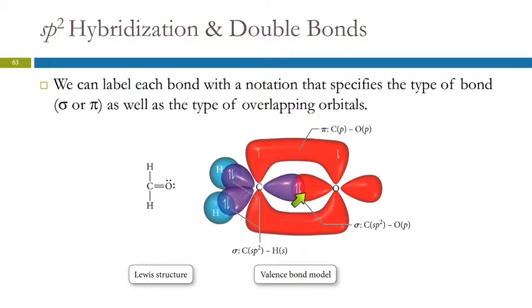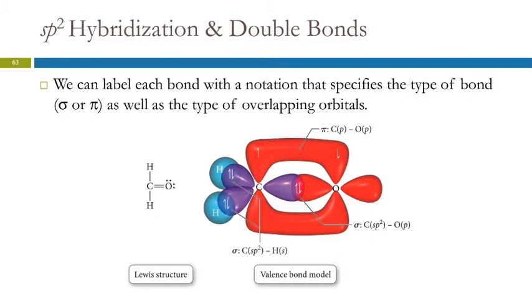This one here is also a sigma bond because it's end-to-end overlap. On the carbon, we've got one of these purple sp2 orbitals. On the oxygen, we just have a plain old p orbital. And so this is sigma C sp2 O p. It's like we've just learned a new code. Awesome, right?